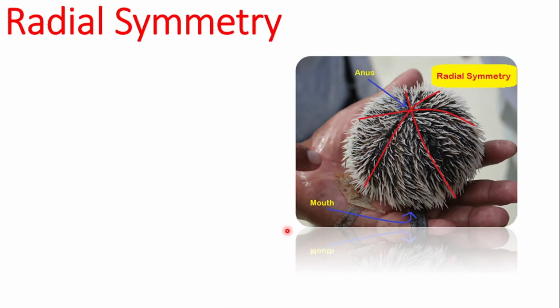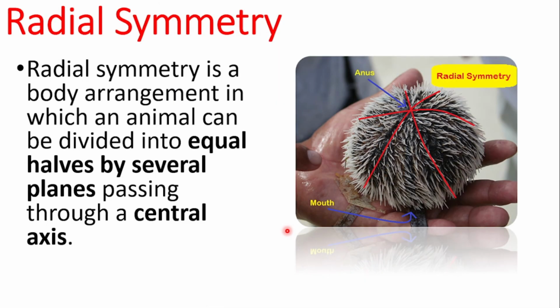Okay, let's move on to radial symmetry. Radial symmetry is a body arrangement in which an animal can be divided into equal halves by several planes passing through a central axis. So with radial symmetry, we have a central axis involved. All right. So let's look at some examples.